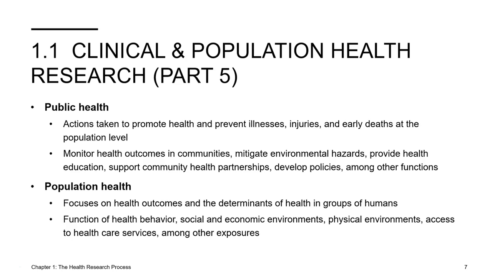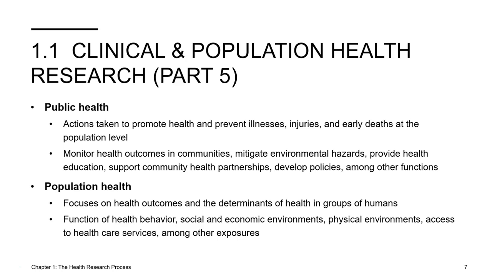So how does public health differ from medicine? Public health involves actions taken to promote health and prevent illnesses, injuries, and early deaths at the population level. Public health is used to monitor health outcomes in communities, mitigate environmental hazards, provide health education, support community partnerships, develop policies, and many other functions in groups of humans. The main difference between public health and medicine is that public health takes a broader approach to evaluate health by looking at groups as the main unit of observation.